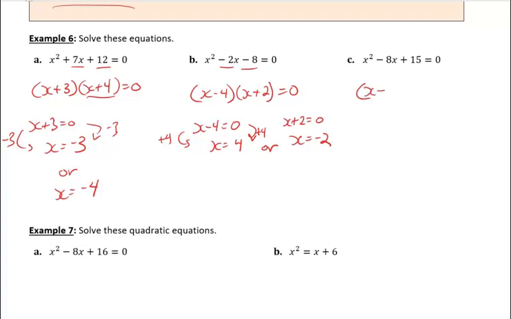So if I did (x - 5) first, it doesn't matter what order, times (x - 3), because -5 and -3 add up to -8. And a negative times a negative, -5 times -3, gives us positive 15. And so now we've got x - 5 = 0 or x - 3 = 0. If I add 5 to both sides, and add 3 to both sides, I've got my two answers.